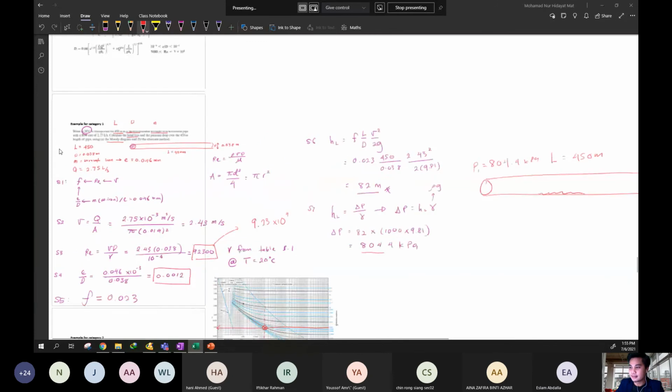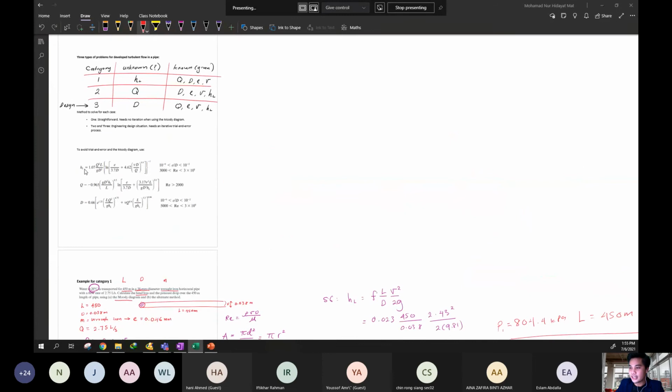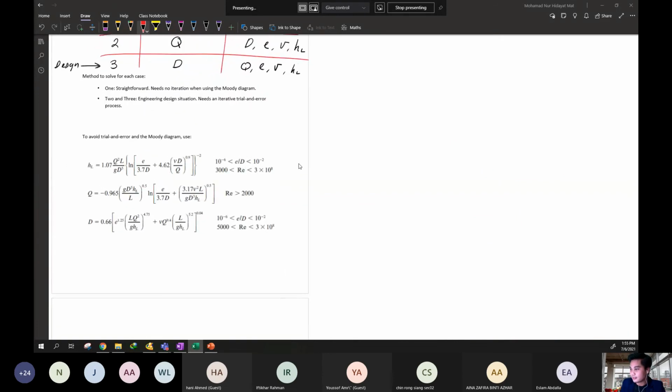Okay, lastly we use the alternative method. What's the alternative method? HL equal to, okay, this is our alternative method. So for head loss, just substitute the values. You can see the relative roughness is between these values. This is the condition here. In order to use this formula, you must obey this condition: relative roughness between this value and the Reynolds number within this value. So we pass the condition, and we can use this equation directly.